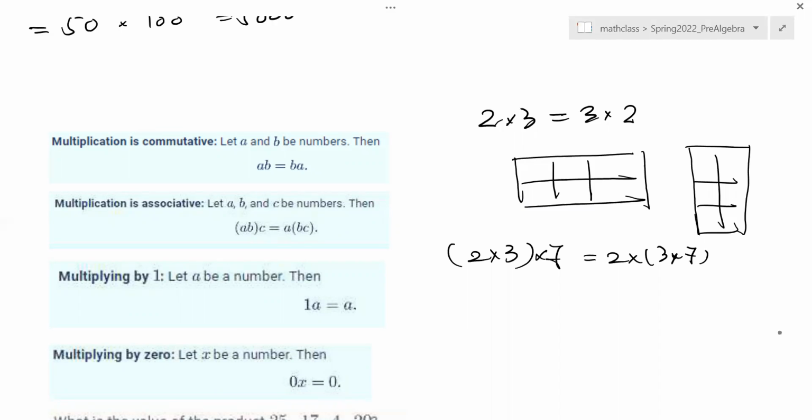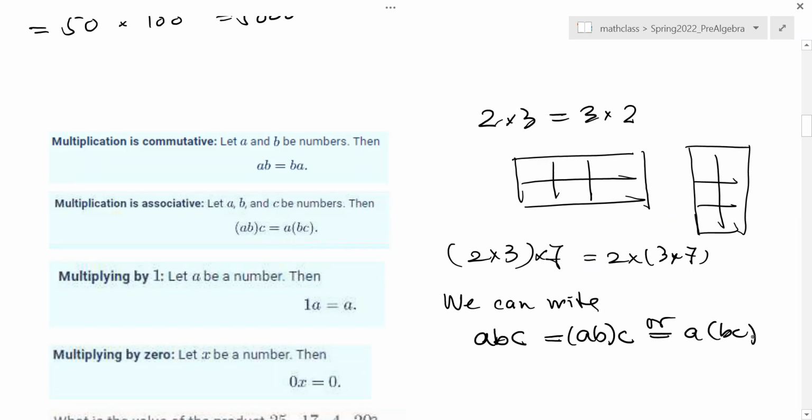You cannot say a product of 3 numbers. It does not make sense at the very beginning, unless you have this associative rule. Okay, because this is true, we can write A times B times C, because this really means A times B first and times C, or it doesn't matter which pair of the numbers you do the multiplication first. It's up to your choice.